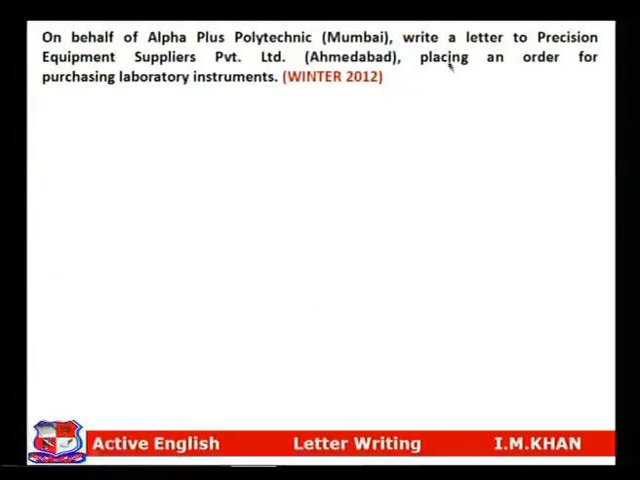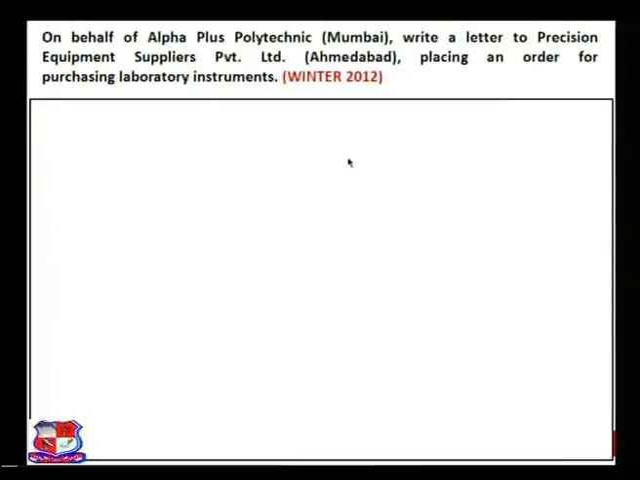I have used this example so that you get an idea of how to write the letter in the examination. Now suppose this is your page. What will come first? Here the title is given, and the sender's name is not given, so we can start with the title. The title will come in the center: Alpha Plus Polytechnic, Mumbai. Then, as I told you, you can write the date on the right hand side, like this: January 5, 2013, in American style.